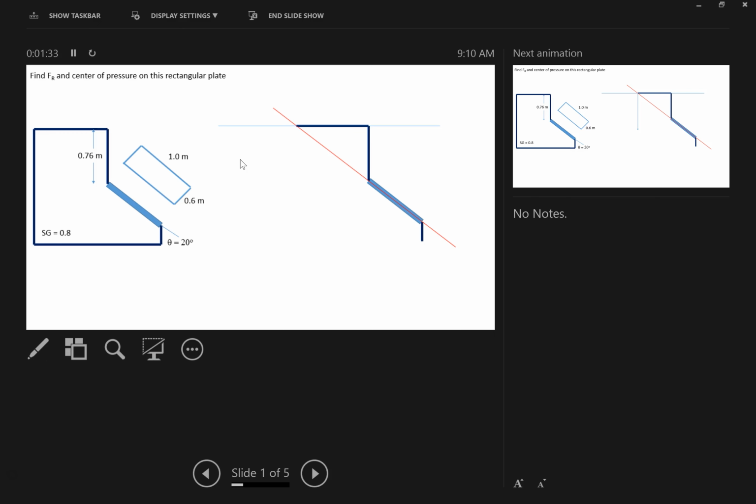Now, you see that this window is at an angle of 20 degrees, and it's 0.76 meters from the free surface down. So what I did here was I drew a horizontal line at the free surface up top. Then I drew this red line straight down the angle that this window is.